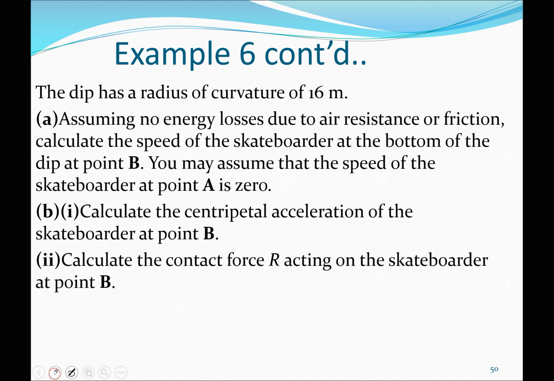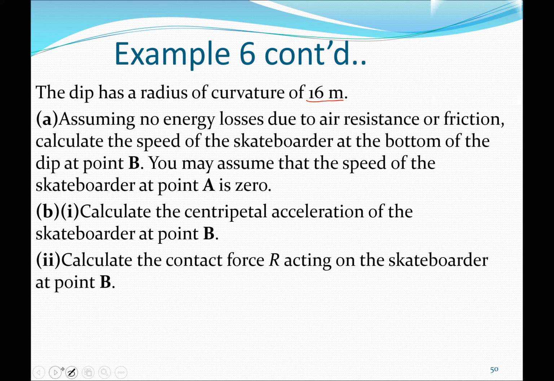Okay, let's see what the question tells us. The dip has a radius of curvature of 16 meters. Assume no energy losses due to air resistance or friction. Calculate the speed of the skateboard at the bottom of the dip at point B. Of course, at point B, at the bottom, we expect the speed to be maximum. You may assume that the speed of the skateboard at point A is 0. That is, we can just use conservation of energy.